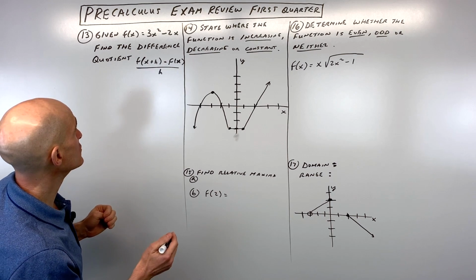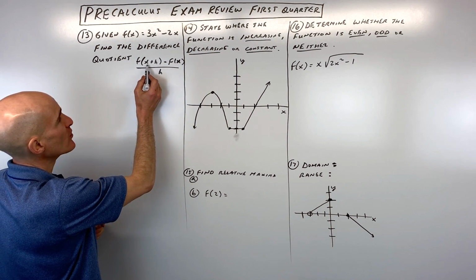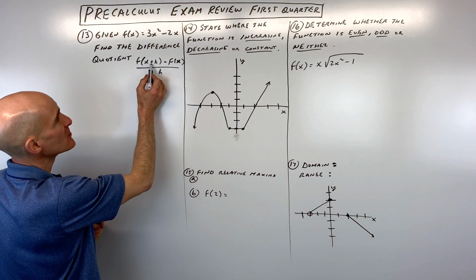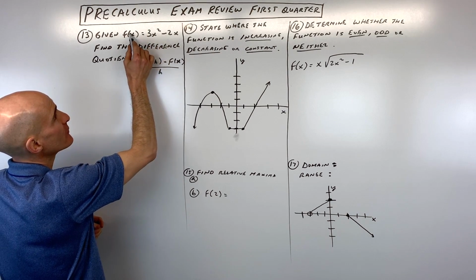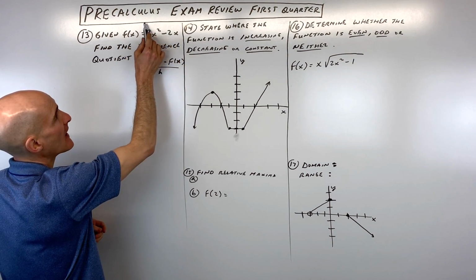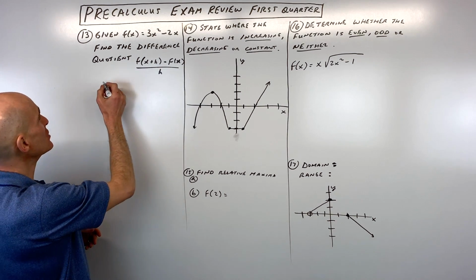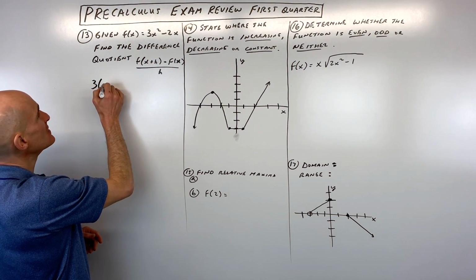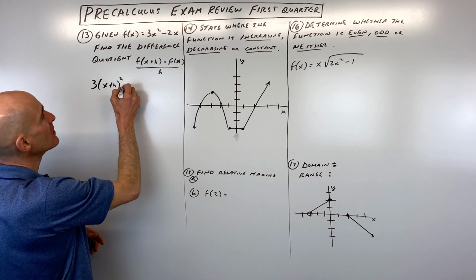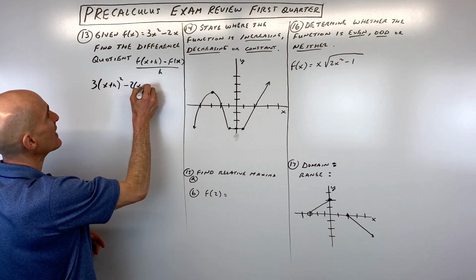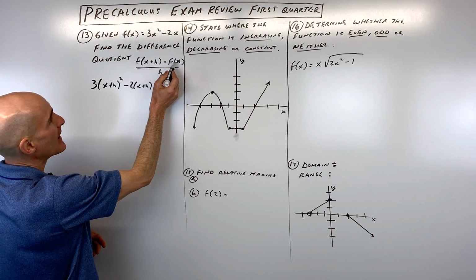So the way you work with these ones is, again, just like what we talked about earlier about working with functions. Whatever's in the parentheses, that goes in for x on the right. Now if there's more than one x, you would replace both x's with that x plus h. So just think of it as a substitution. So what we have is 3 times x plus h squared minus 2 times x plus h. Okay, now minus f of x.